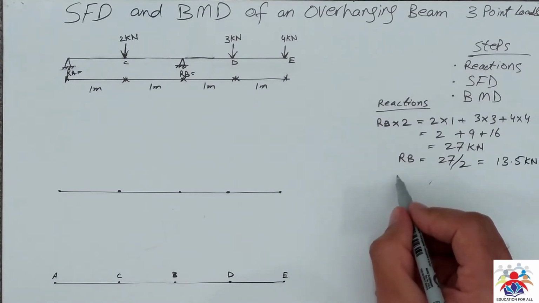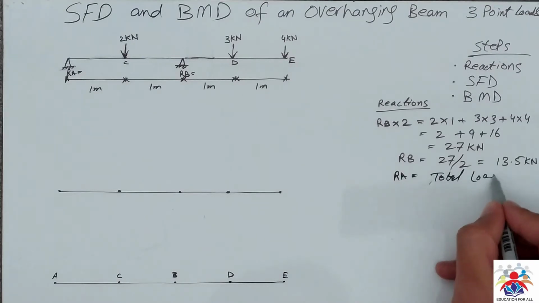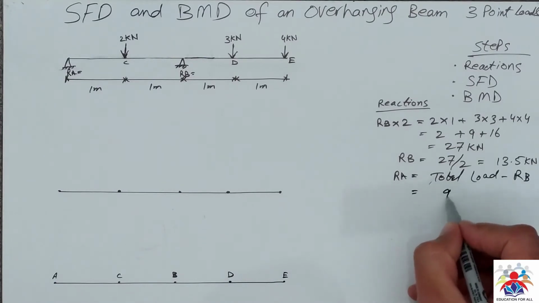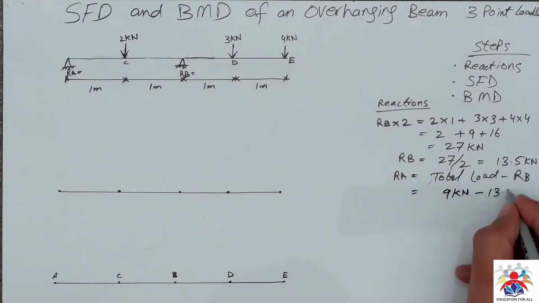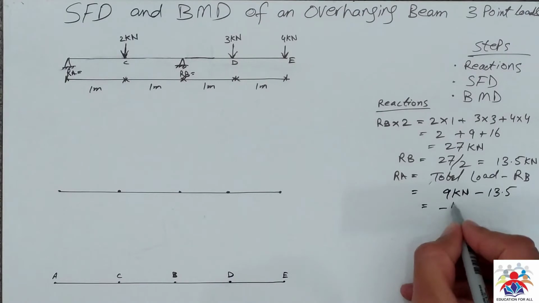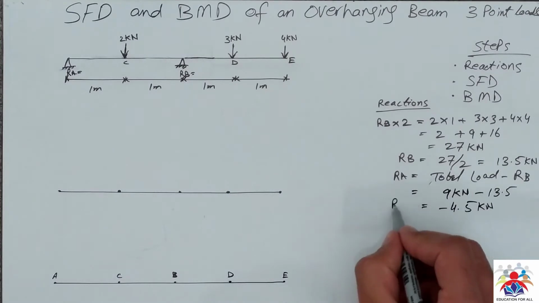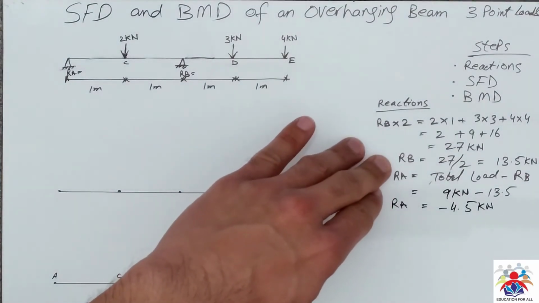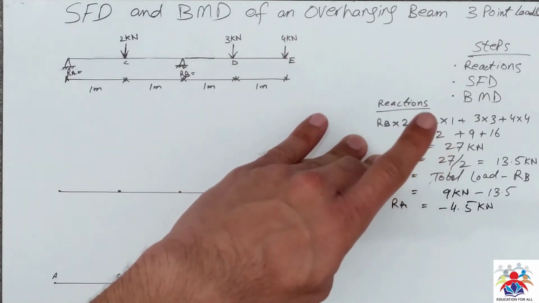To calculate the reaction at RA, RA is equal to total load minus RB. The total load we have is 9 kilonewton. So 4 plus 3 plus 2 is 9, minus 13.5 kilonewton is equal to minus 4.5 kilonewton. So this is at RA. At RB we have 13.5 kilonewton, and at RA we have minus 4.5 kilonewton.